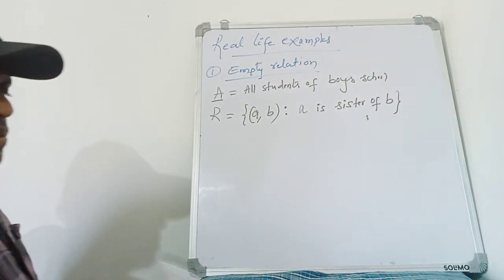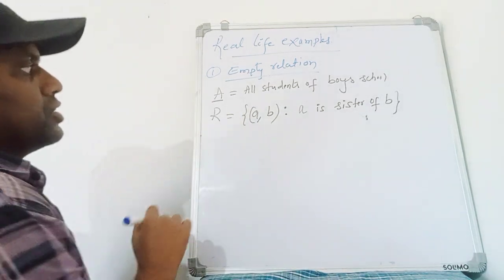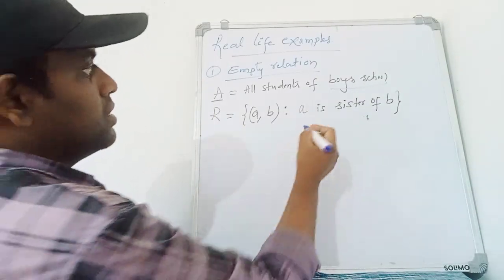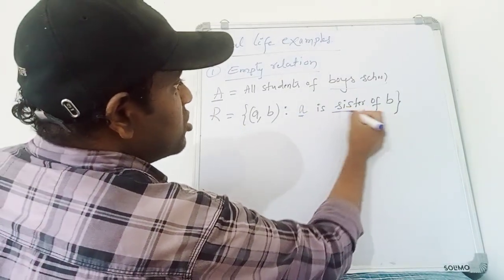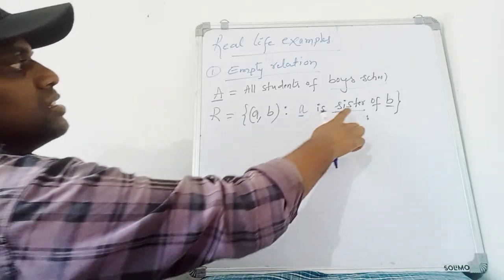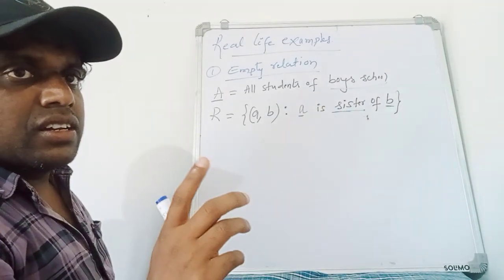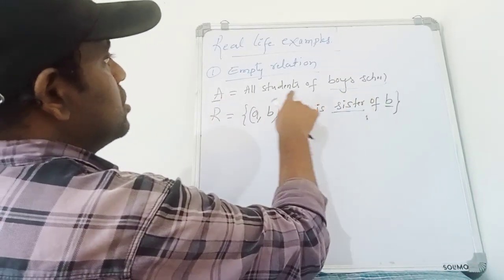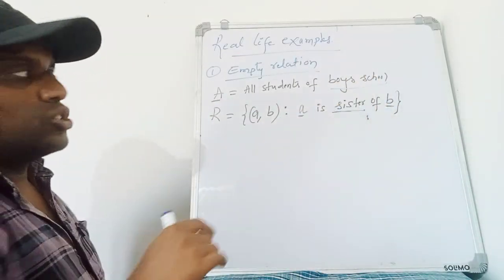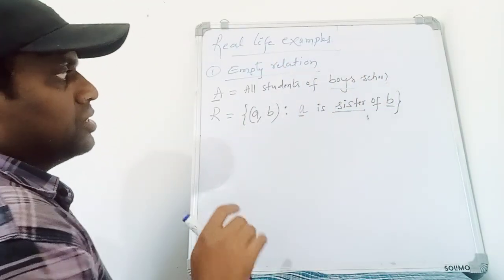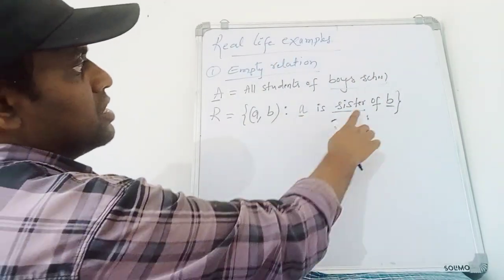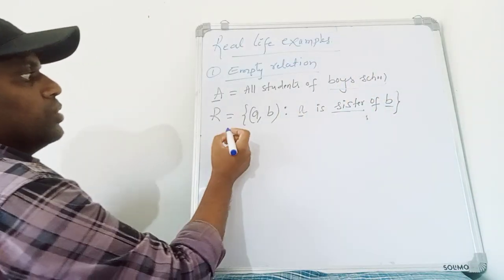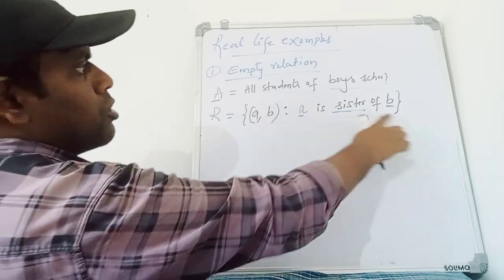Okay. See, this is an example for empty relation. Why? Because this is a boys school, no girls are there. They are telling A is sister of B. Sister means what? She should be a girl, right? But this set is students of a boys school. That means all are boys. When all are boys, sister is not possible because there are no girls in the school. So this is not possible.